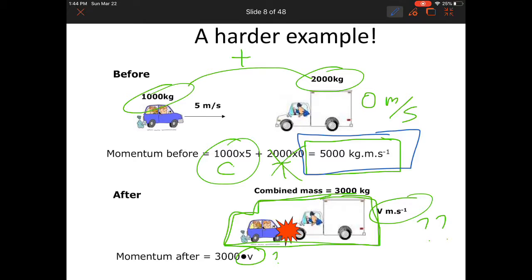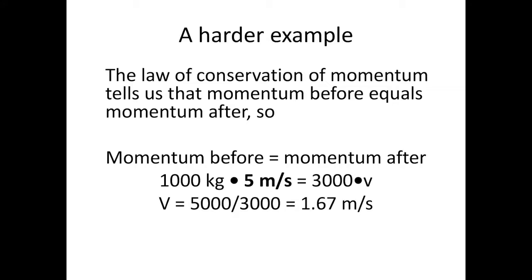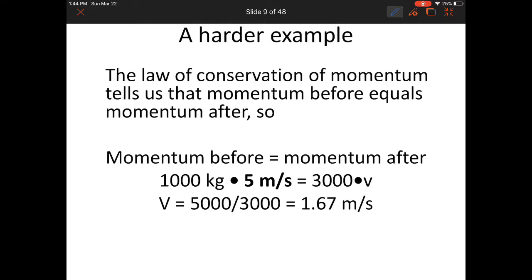We also know that the momentum after should be whatever the mass is times this new unknown velocity. Let's tie that all together and set what we know equal to each other. We knew the momentum before the collision was 5,000. We saw that earlier. But the momentum after has to be the combined mass times some unknown velocity. From here, we have enough information to solve and isolate for V.